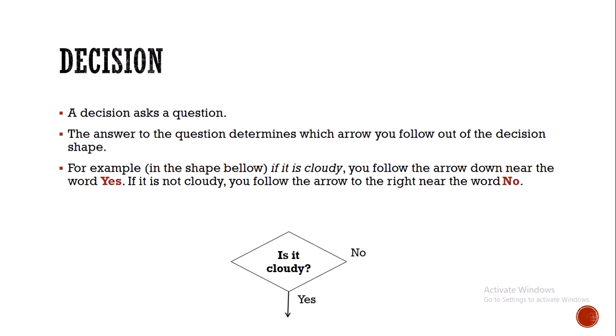As, if this happens, then we will do this, otherwise, we will do this. In this case, a decision box, as shown on the screen, is used. A decision asks a question. The answer to the question determines which arrow you follow out of the decision shape.